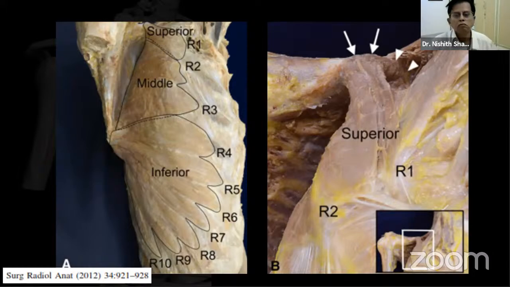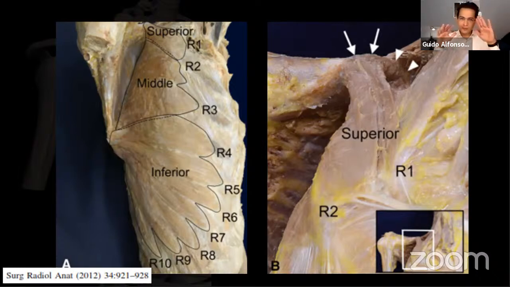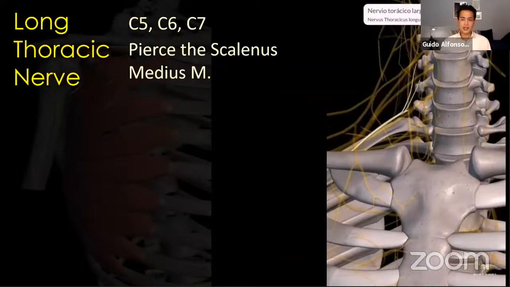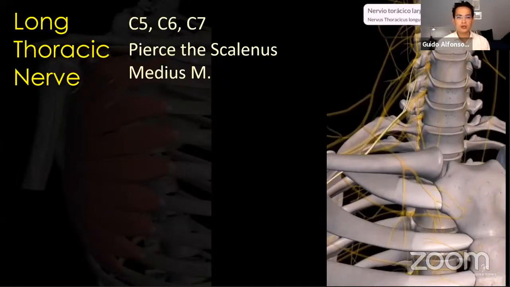And if you think of the most superior part of the serratus, then you can understand its function: to provide a stable point in order to allow movement, working, of course, with the trapezius. Look, the inferior part of the anterior serratus inserts almost touching the rhomboid major fibers in the most inferior part of the scapula. The innervation is provided by the long thoracic nerve.